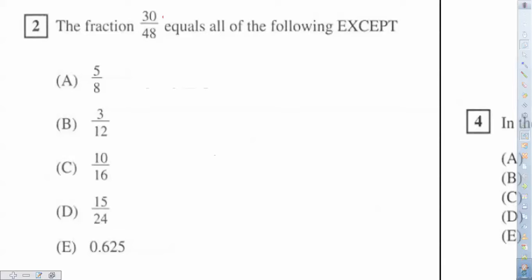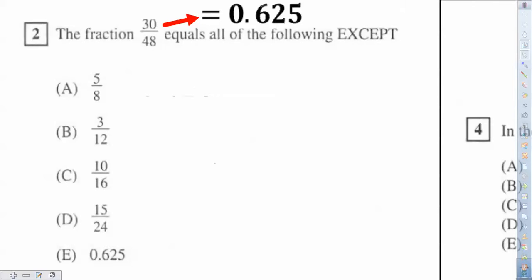So we did this recently, right? If we were to order numbers from least to greatest, it was a lot easier when everything was a decimal. So let's just go ahead and do that again here. Convert 30 over 48 into a decimal, which gives us 0.625. So then we just go through the rest of these here and figure out which one is 0.625.